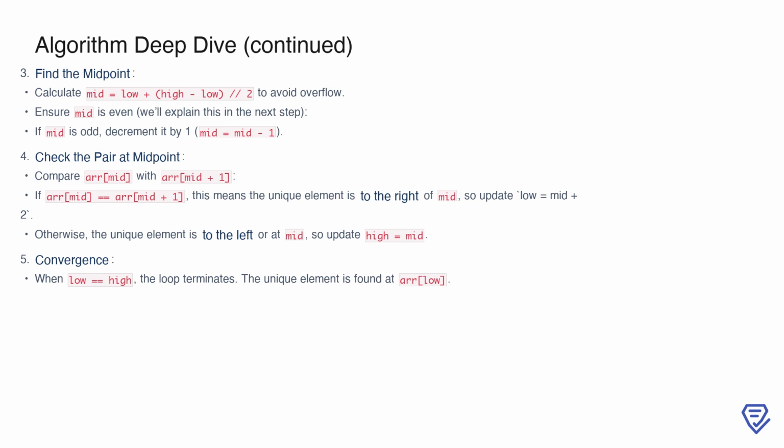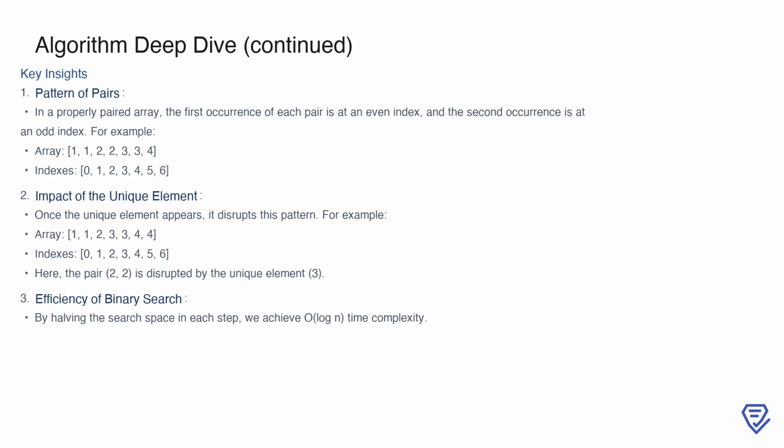This process repeats until the pointers low and high converge, at which point the unique element is located at arr[low]. The key insight driving this algorithm lies in the pattern of paired elements.